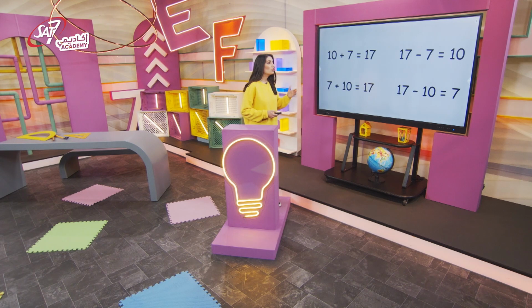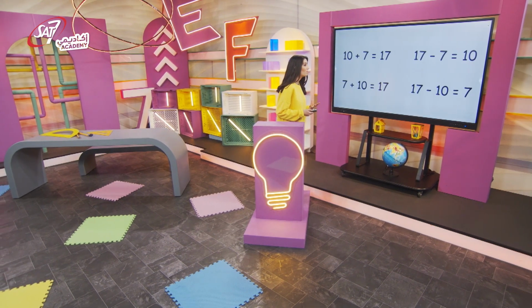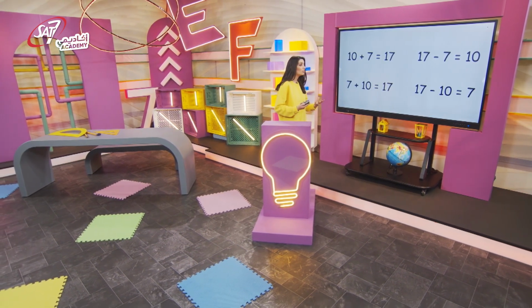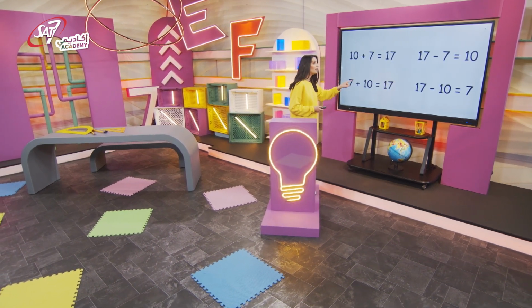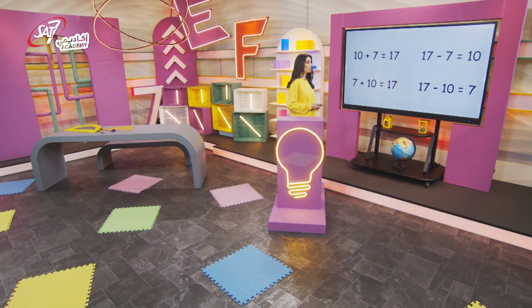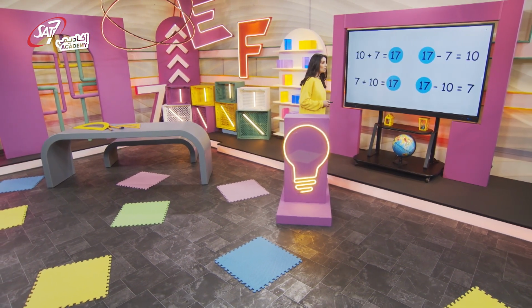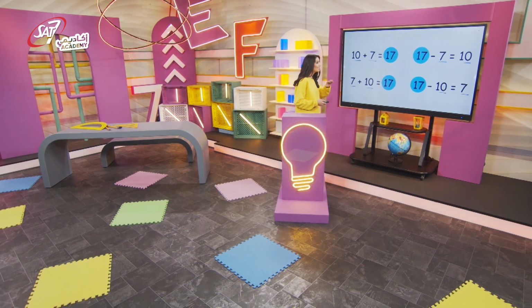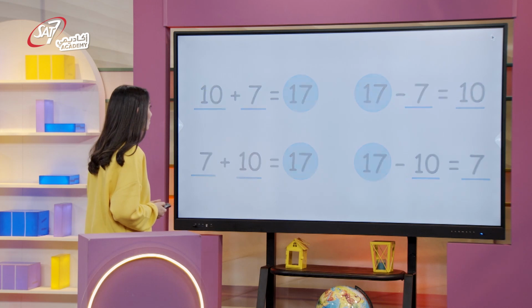What patterns do we see here? Notice that the answer in the addition sentence is the biggest number, 17. It's the total number of items, the sum. While in subtraction, I begin with the biggest number so that I can take away from it. Notice also that I can flip 10 and 7 in all the number sentences.